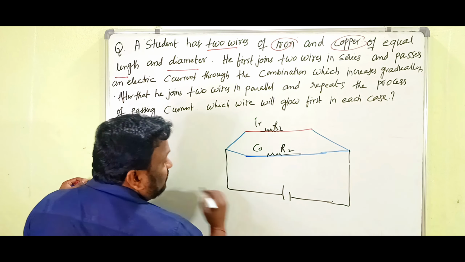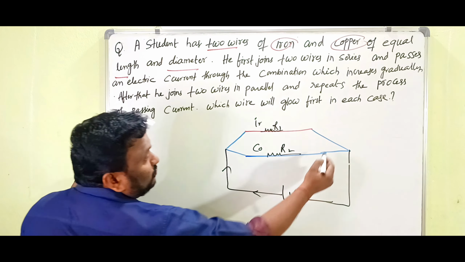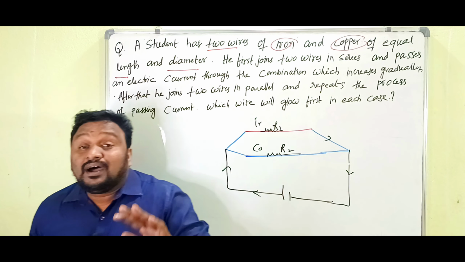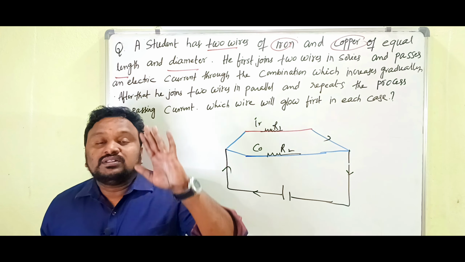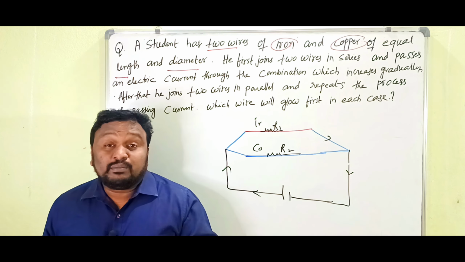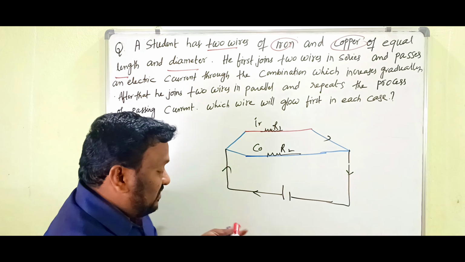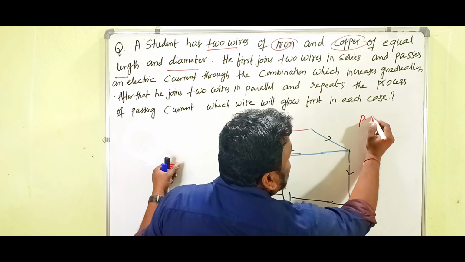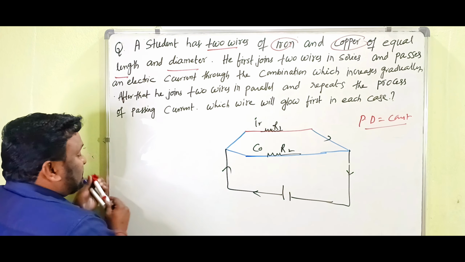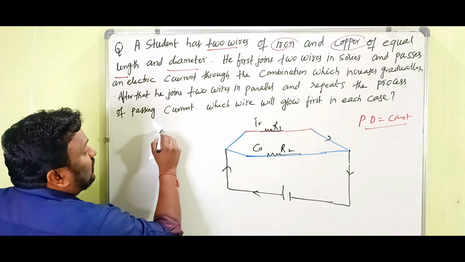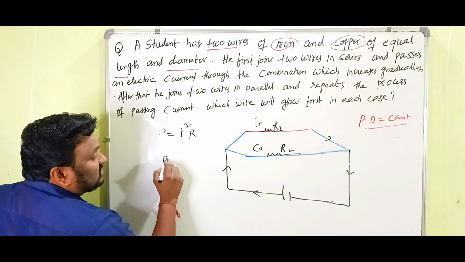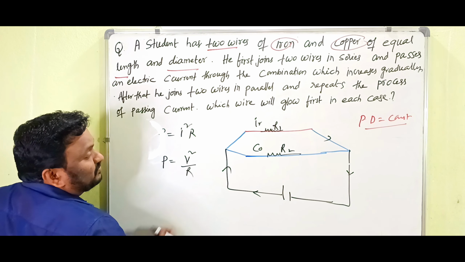When these two are in parallel combination, the potential difference is constant. But in case of series combination, current is constant. That's why in this case, the potential difference is constant. So the power dissipated, P is equal to I square R, the same thing will be written as P is equal to V square by R.